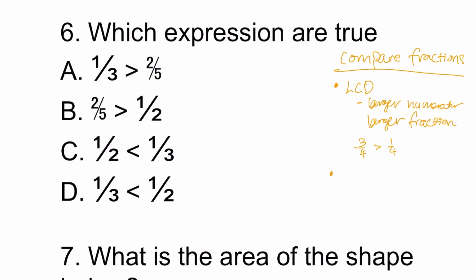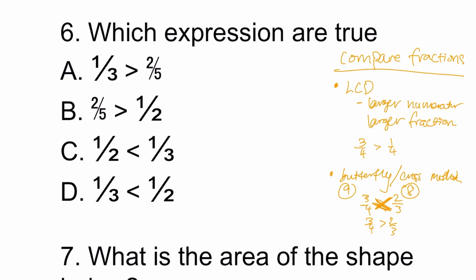And the other option would be the butterfly or the cross method. So for this cross method, let's say you had to compare 3/4 and 2/3. You would do some cross multiplication. And here, 3 times 3 is 9, and 4 times 2 is 8. So since 9 is bigger than 8, we have 3/4 is greater than 2/3. And this method works because you have the lowest common denominator as well. So in this case, the lowest denominator would be 12.